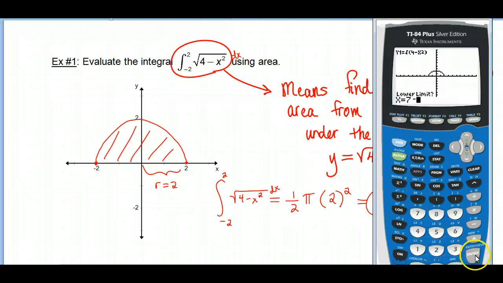So I went -2. Oh, I see what I did. Shoot, I left my lower limit. -2. And then upper limit is 2. So it's going to shade it in and see how you got 6.28.